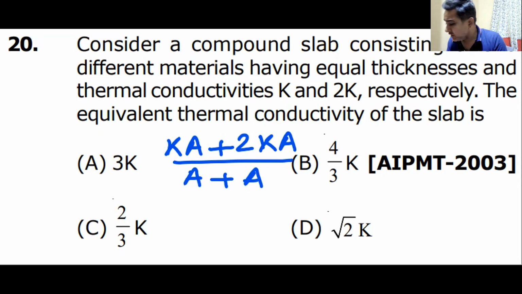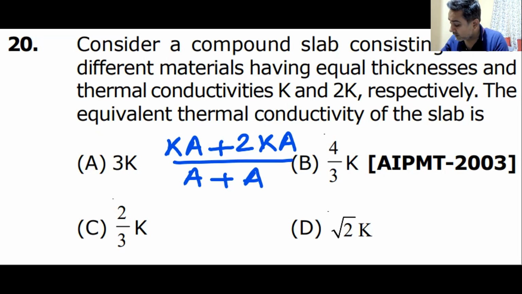I can also find out the answer for series connection. Here again, for series connection, I'll assume that the length is the same. What was the formula for series connection? This was for parallel connection. For series connection it was summation of L divided by summation of L by K. Do we remember that formula?